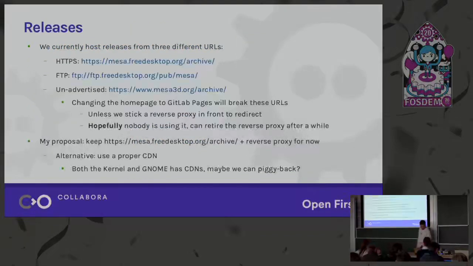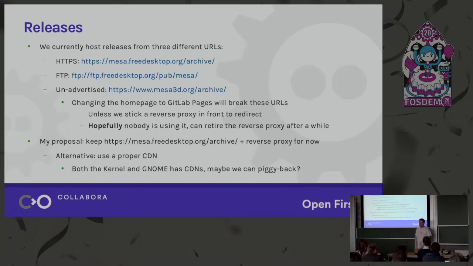And then finally for releases, the current situation is that we're hosting these releases in 3 different URLs, one over HTTPS. The nice thing is that it seems we have almost forever advertised only the top 2 links. So none of the first 2 are under the main repo. So maybe we're lucky and no one actually has a script that downloads from that unadvertised mesa3d.org/archive link, which is what requires the reverse proxy thing I talked about before.